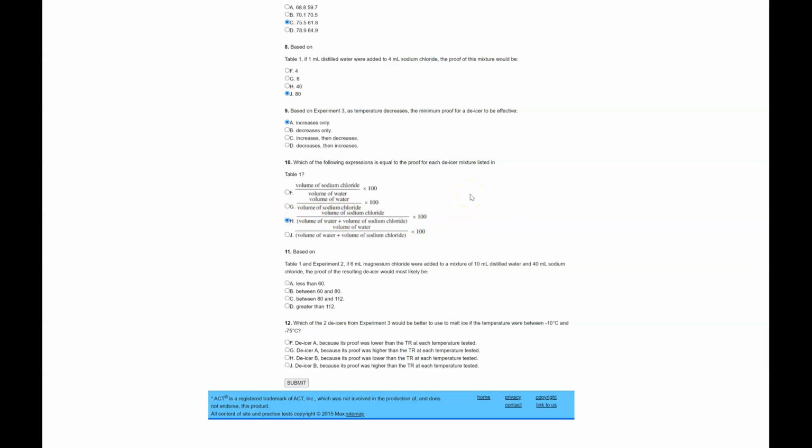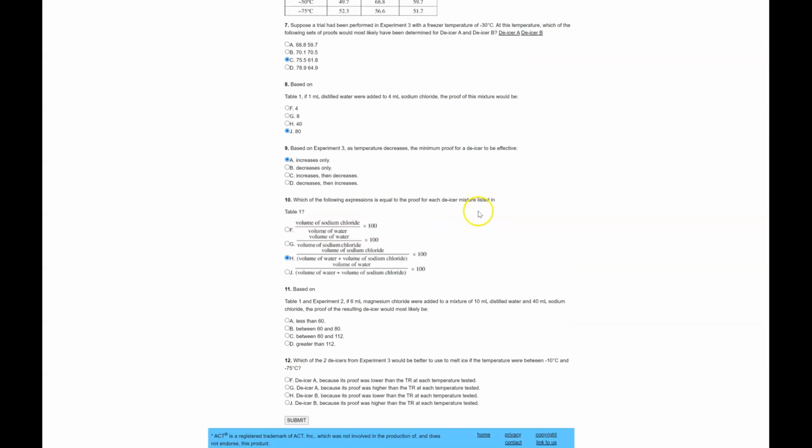Number 11, based on table 1 and experiment 2, if 6 milliliters of magnesium chloride were added to a mixture of 10 milliliters distilled water and 40 milliliters sodium chloride, the proof of the resulting deicer would most likely be what?